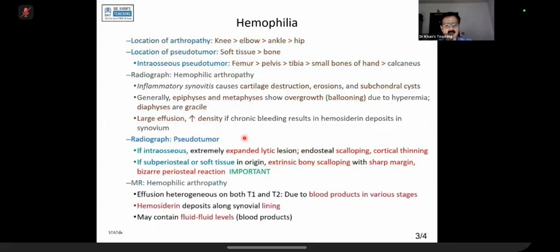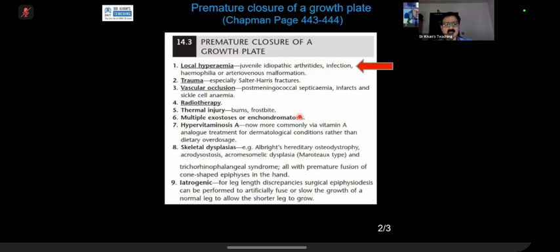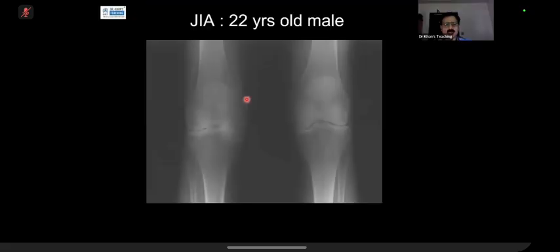So, look at three differentials from your books: asymmetrical maturation, chronic hyperemia, and it includes juvenile idiopathic arthritis and hemophilia. And then look at this one: premature closure of growth plate. Premature closure of a growth plate can occur because of localized hyperemia, like JIA and hemophilia. And enlargement of the distal femoral intercondylar notch, again because of hemophilia and JIA. They go together.